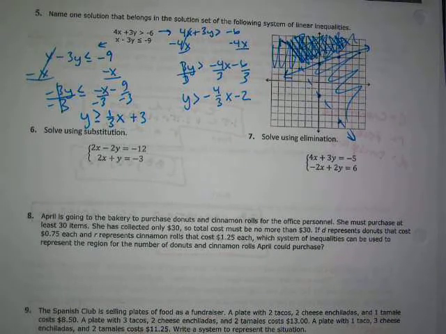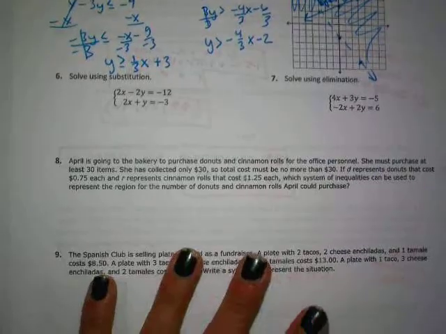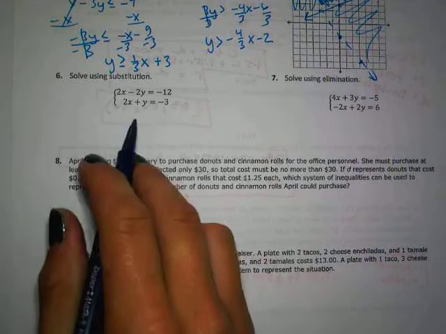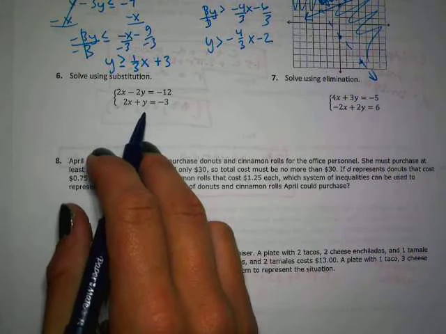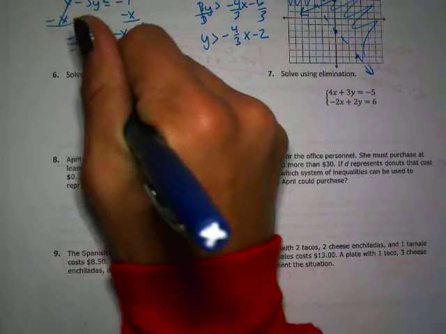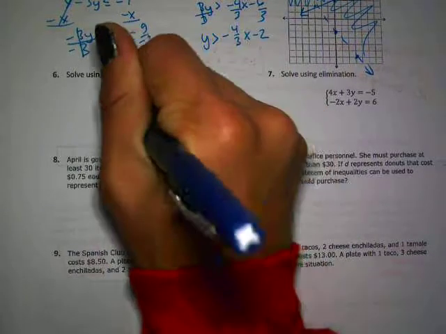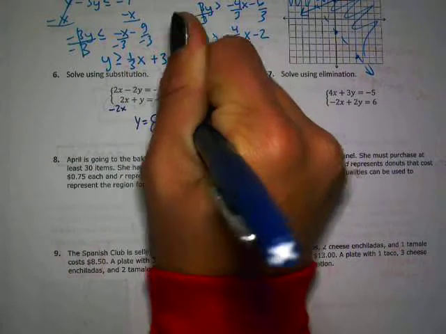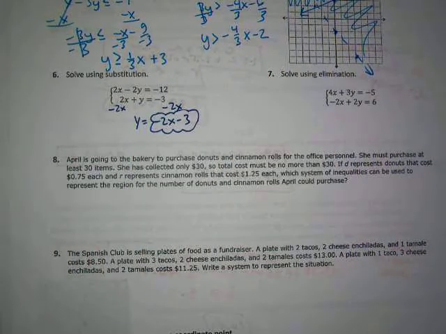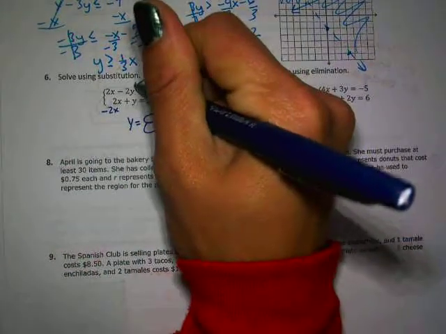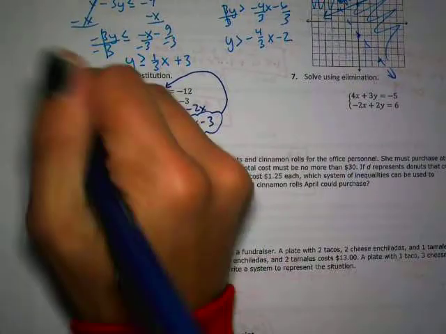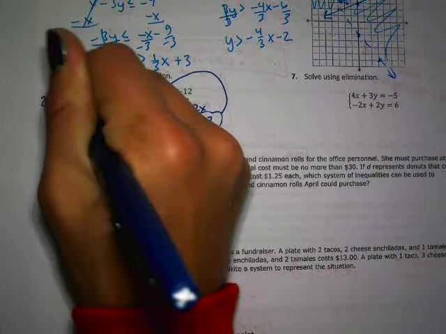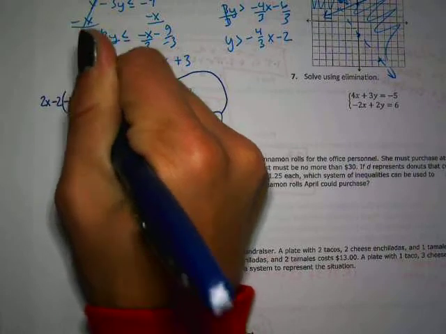Alrighty, moving on. Substitution and elimination. Since I'm telling you to use substitution, you have to use substitution. So I'm going to solve for this y variable right here. So y equals negative 2x minus 3. So I'm going to take what y equals, and I'm going to sub it in the other equation. 2x minus 2 minus 2x minus 3.